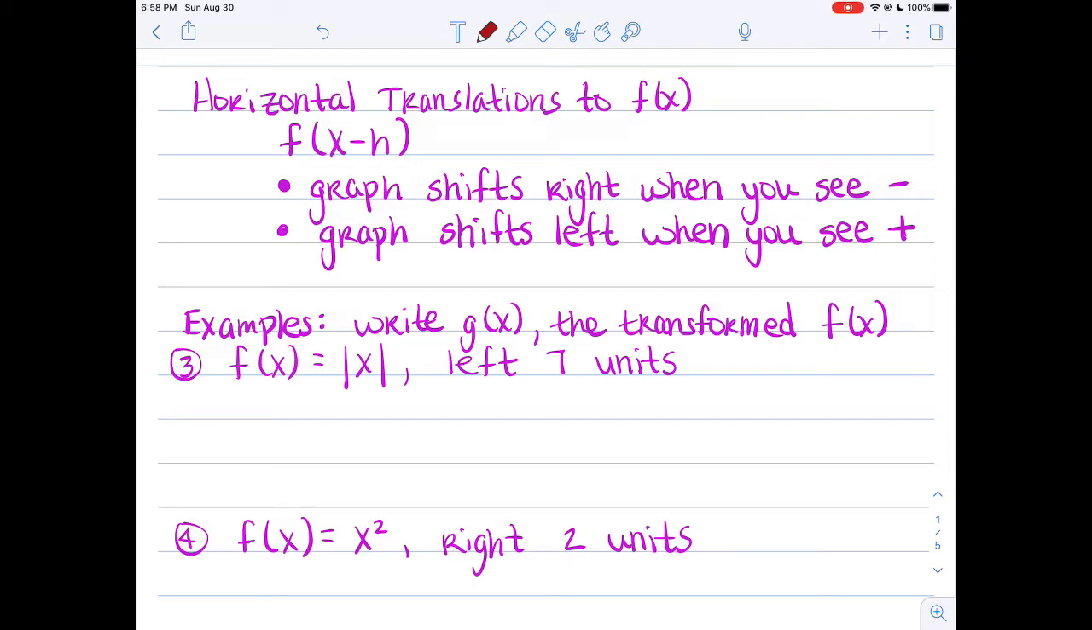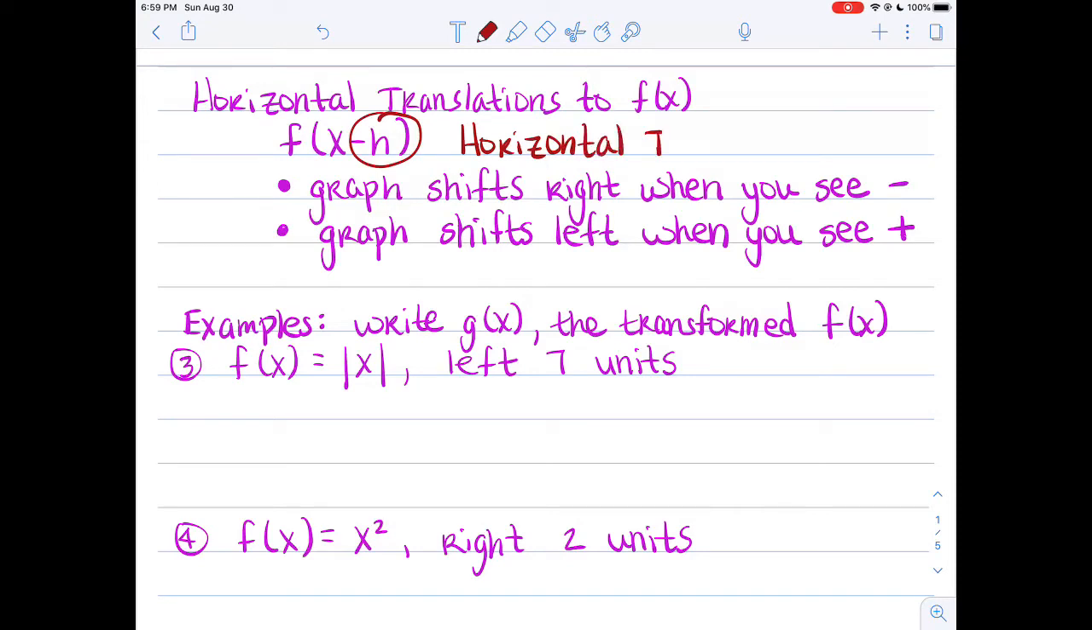Next, we're going to look at horizontal translations to our original function f of x. Horizontal translations get written as f of x minus h, where h is a constant.